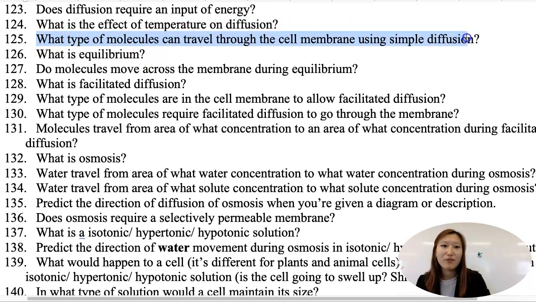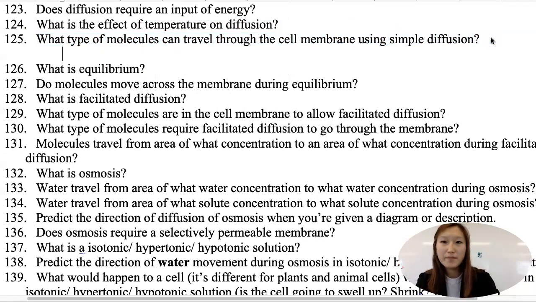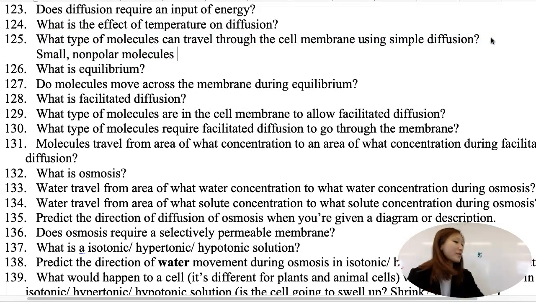What type of molecules can travel through the cell membrane using simple diffusion? Those are small and nonpolar molecules. So what happens is the cell membrane is made out of mostly phospholipids, and they look like this. They have these head and tail regions. The heads are what we call hydrophilic over here as well. And then we have these tail region, which is called hydrophobic, right? So the tail region is hydrophobic.